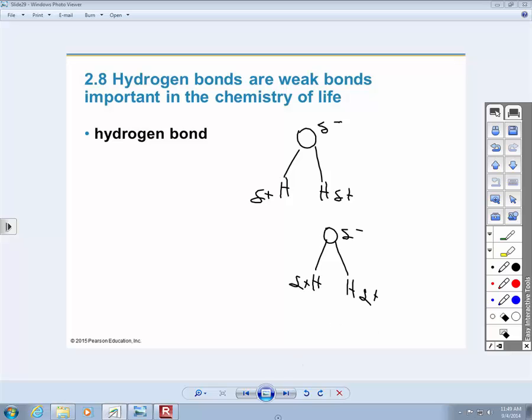So we basically have the attraction of the hydrogen from one water molecule to the oxygen of a second water molecule. So this is not a hydrogen bond right there. That's just a covalent bond between oxygen and hydrogen. But if you have these 2 molecules attract, which are polar, that would be the hydrogen bond.